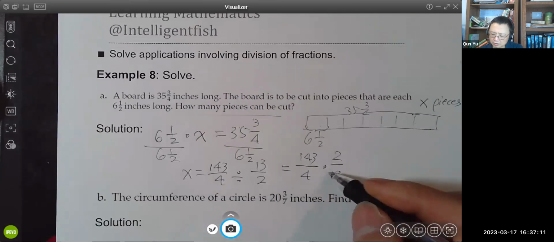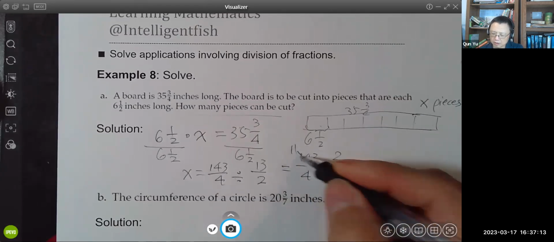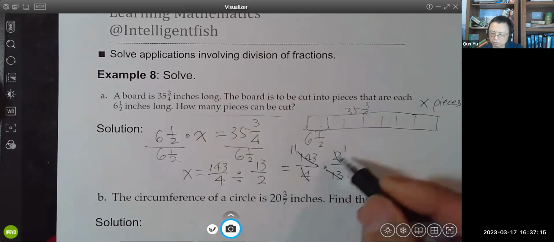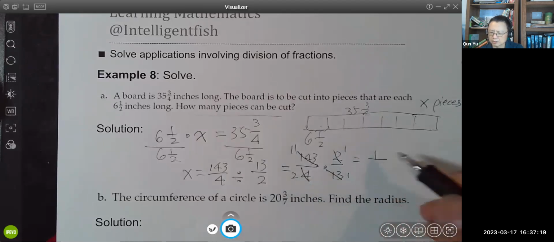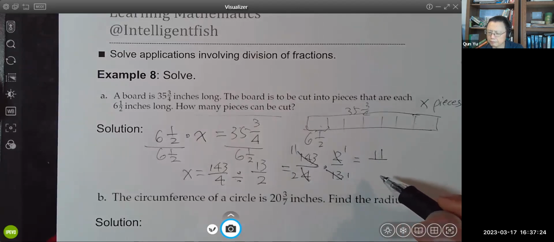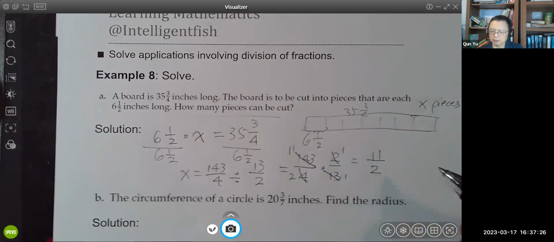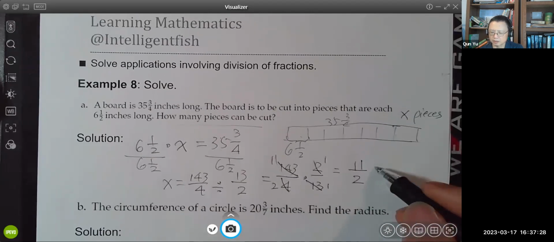So canceled. 11. 2 and 4 canceled. You got 2 left on the bottom. So you got 11 over 2 on the bottom. So that's 11 over 2, 5.5.